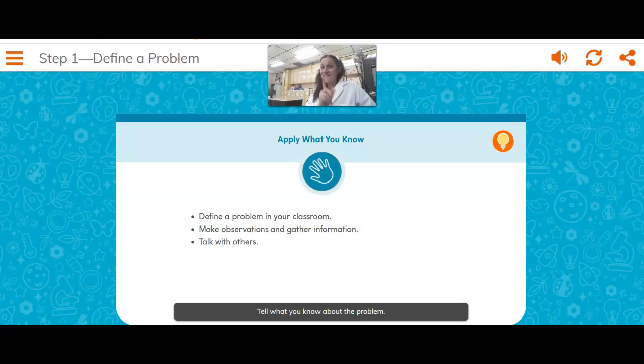So let me tell you what I found as a problem today. I looked around our classroom today and I thought there were a lot of kids with their shoes untied. Now I said, wow, there are a lot of students with their shoes untied. And I got to thinking, is there anything I can do to help the students with their shoes not being tied? Right? That was a problem that I saw. So that was my problem.